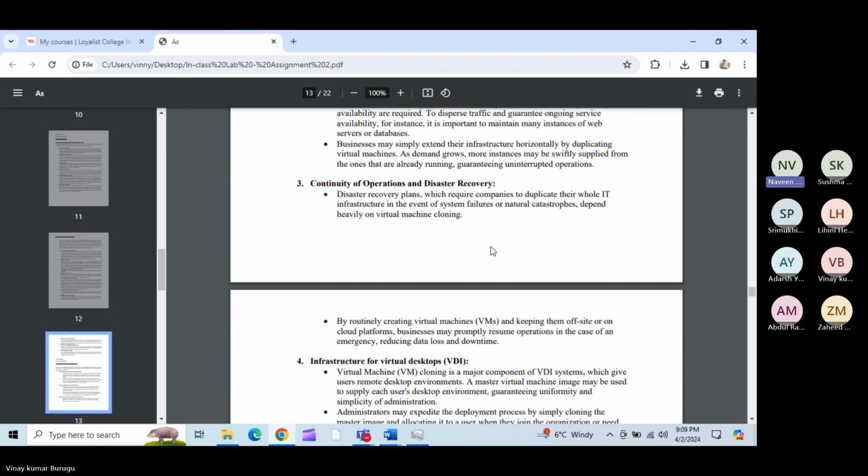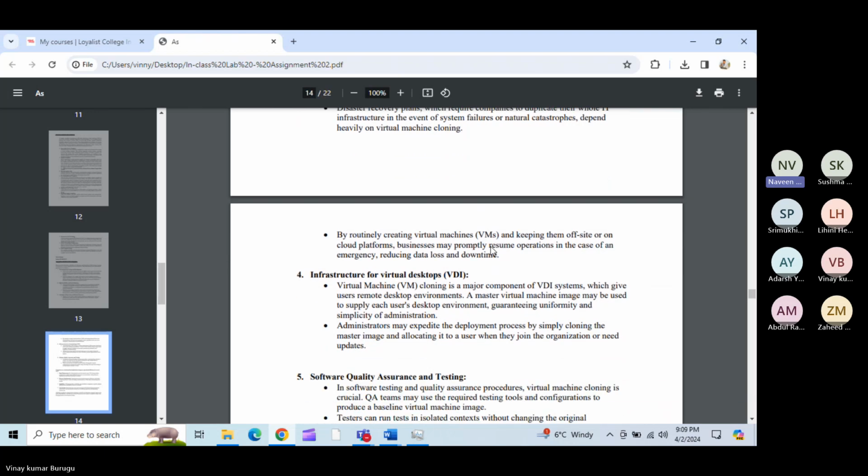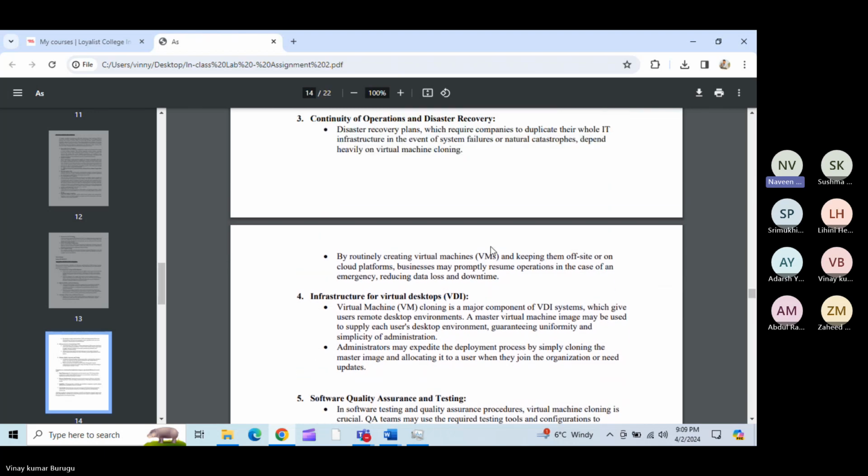And the third one is about continuity of operations and disaster recovery. Disaster recovery plans rely on virtual machine cloning because it can duplicate the entire IT infrastructure in case of any system failure or natural disaster. Also, companies create virtual machines and place them on site. If there is any demand, they simply use the existing machines.